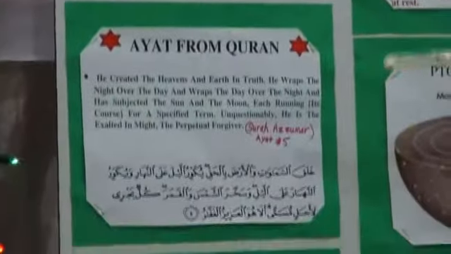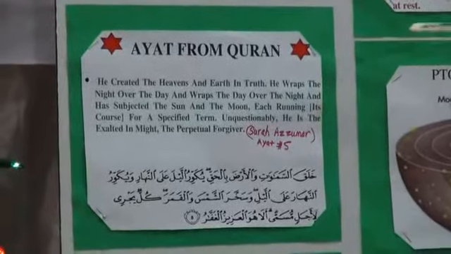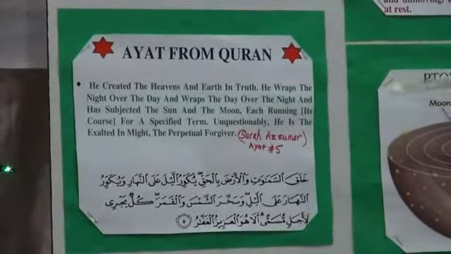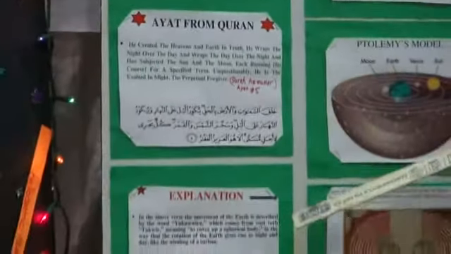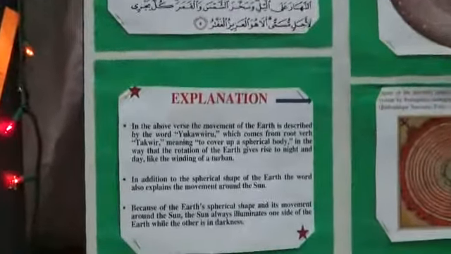And then another ayat from the Quran talks about how Allah created the day and night and the heavens. And this ayat is from Surah Az-Zumar. And right here is just talking about how the earth is round or spherical.